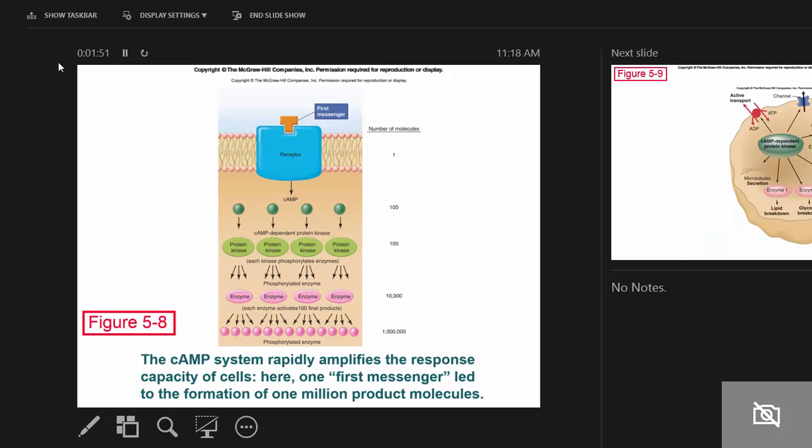So cAMP stands for cyclic AMP. It's a second messenger system that rapidly amplifies the response capacity of cells. Here, one first messenger led to the formation of 1,000,000 product molecules. That's a pretty good bang for your buck, right?